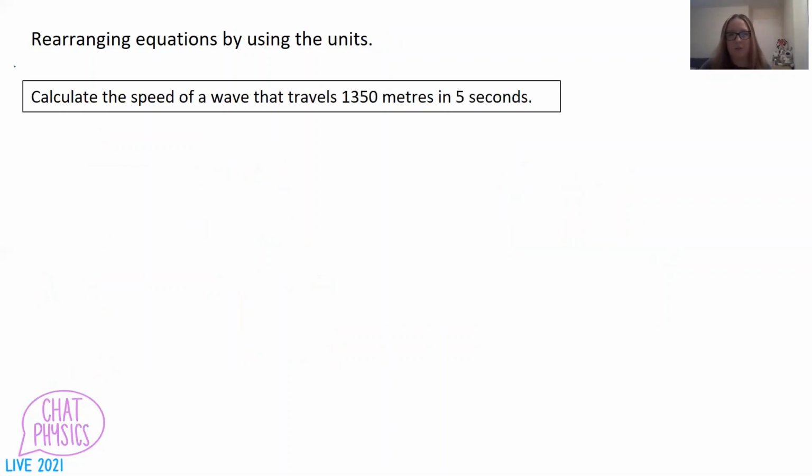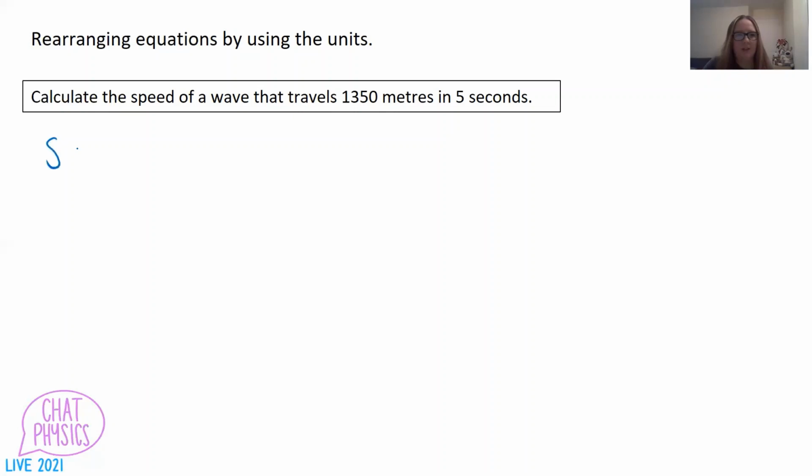Now my next example is rearranging by using the units. So sometimes this works really well. This is an example where we're using speed, distance and time, which is quite familiar and quite easy to use. Sometimes the units are more difficult. If we don't have our SI units, it might not really make sense, but let's have a look at where it does. First of all, calculate the speed.